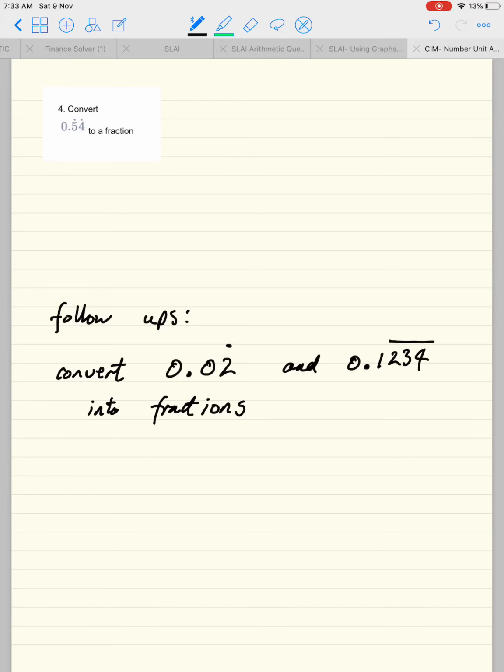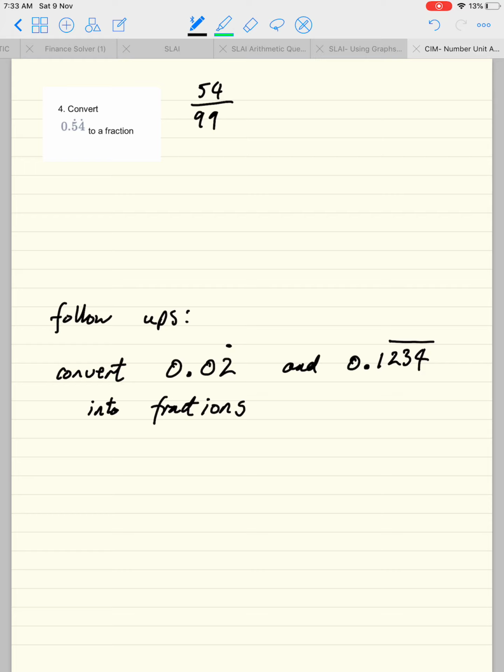Okay, so this is converting a recurring decimal into a fraction. Now most people know that that's just 54 over 99. If you had a calculator, you did 54 divided by 99, you'd see 0.545454. But let's have a look at the full technique, because just down below I've got two follow-up questions, and they'll be a little bit harder to do by just seeing them.